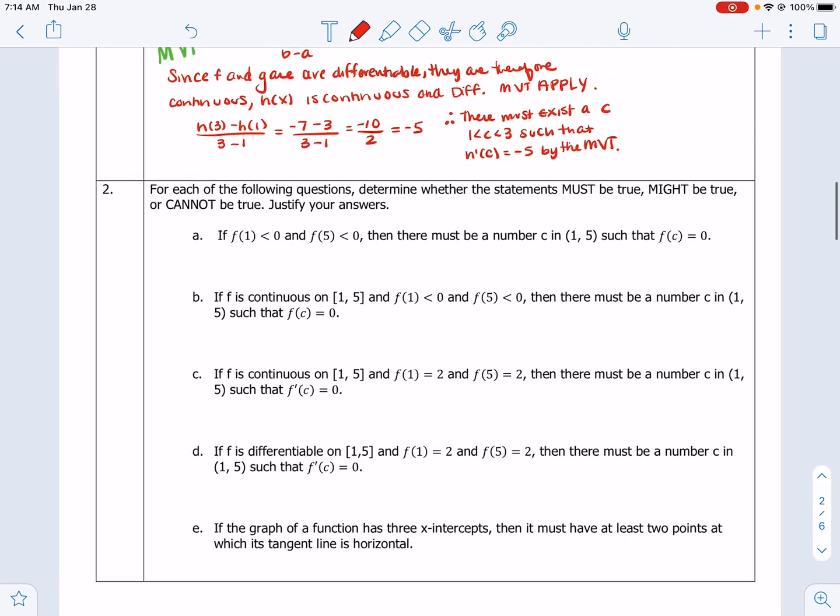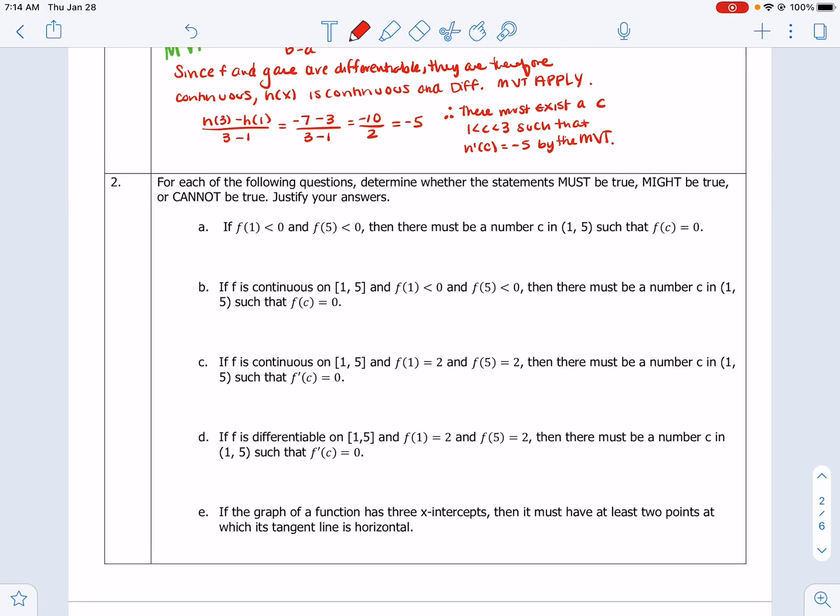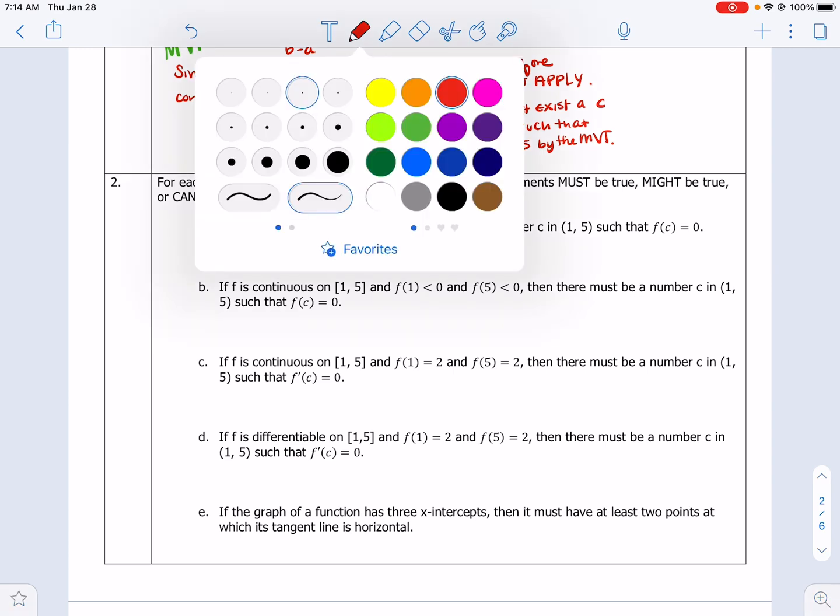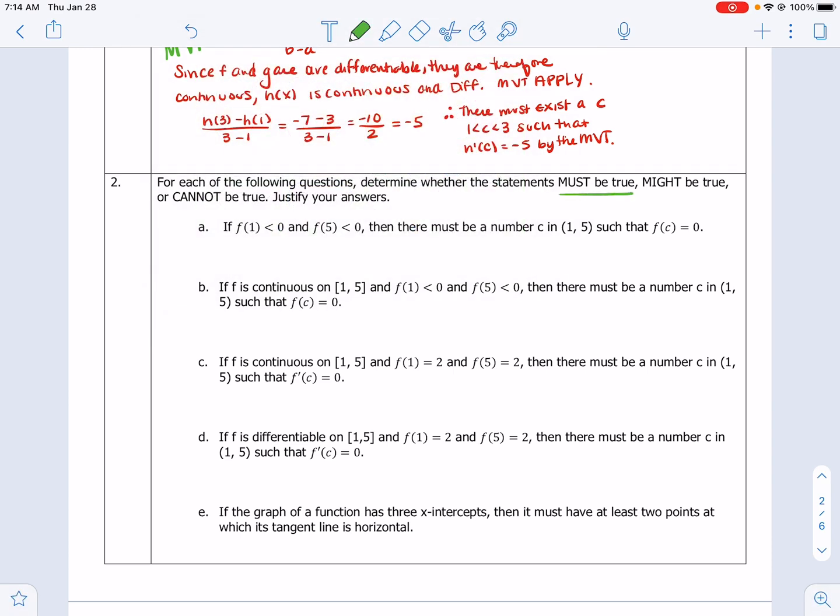Okay, guys, moving on to a little bit more practice here on question number 2. It says, for each of the following questions, determine whether the statements must be true, whether they might be true, or whether they cannot be true. Because this is a great exercise in justifying your information and seeing what is happening, all right? So let's take a look at letter A.